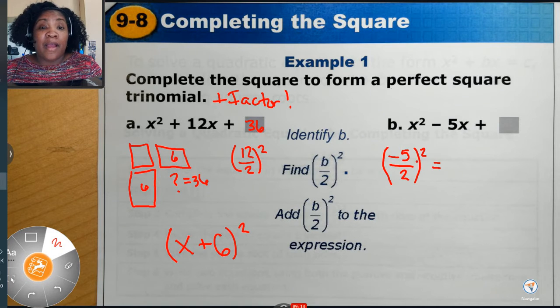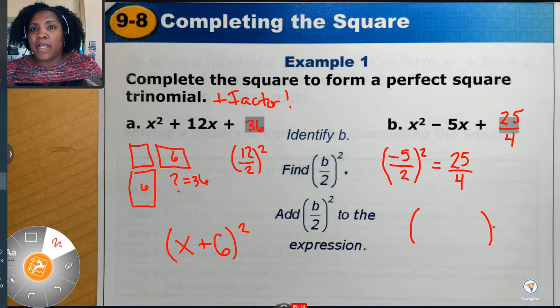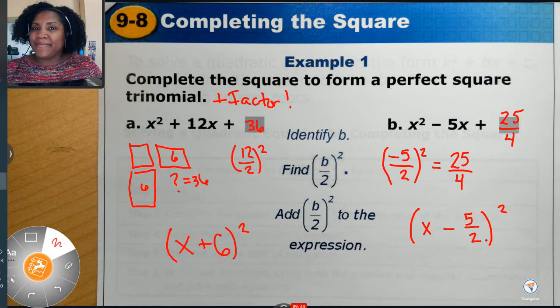This time, our b value is not even, so we'll end up with a fraction. But that's not a problem because we're not afraid of fractions, right? No, we're not. -5 squared is just 25, and 2 squared is just 4. So to complete our square for problem B, we would have to add a value of 25 over 4. How does that factor? I'm so glad you asked. Well, it's just x, and then this would be the square root of 25 over 4, which is 5/2. Just that simple. Let's keep going.